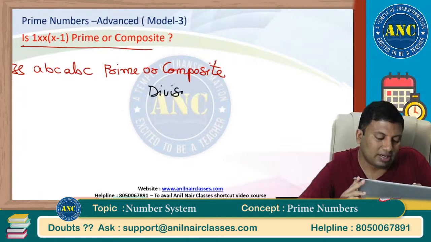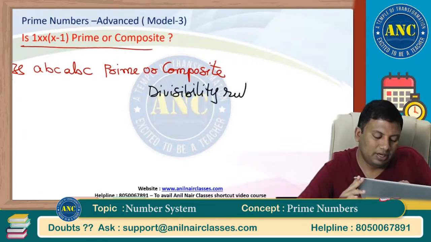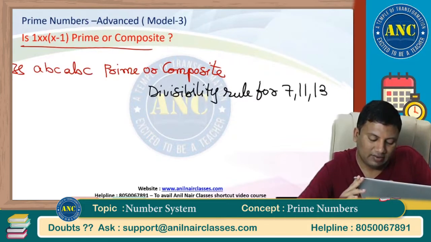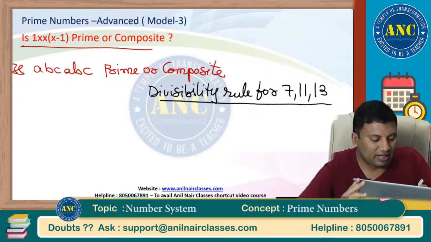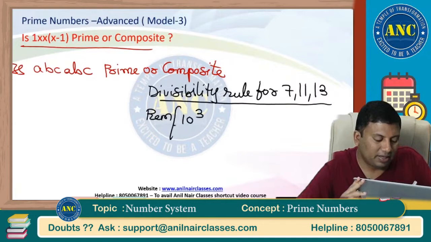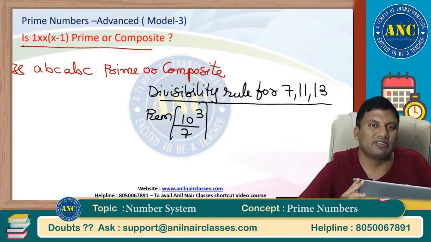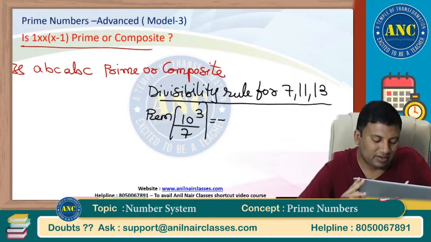Now, another concept: divisibility rule for 7, 11, 13. Listen carefully. Remainder when 10 cube is divided by 7: 7 ones are 7, leaving 3; 3 cube is 27, minus 1.